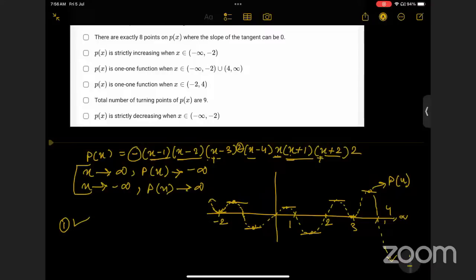Option 2, P is strictly increasing when x is in the interval minus infinity to. So if we look at this interval, minus infinity, comma. So here, P is strictly increasing in this interval. So yeah, from the graph also we can see, right?